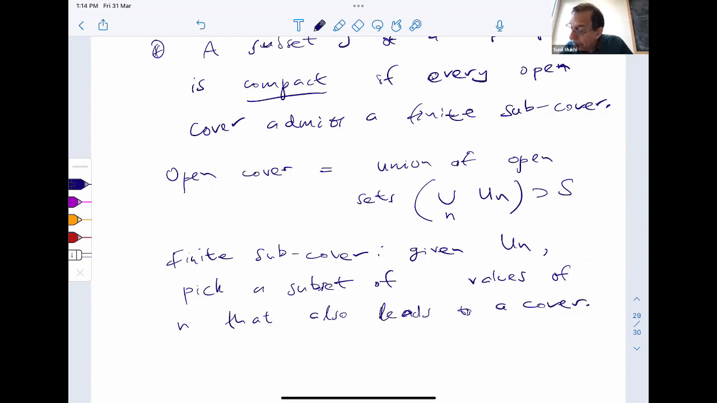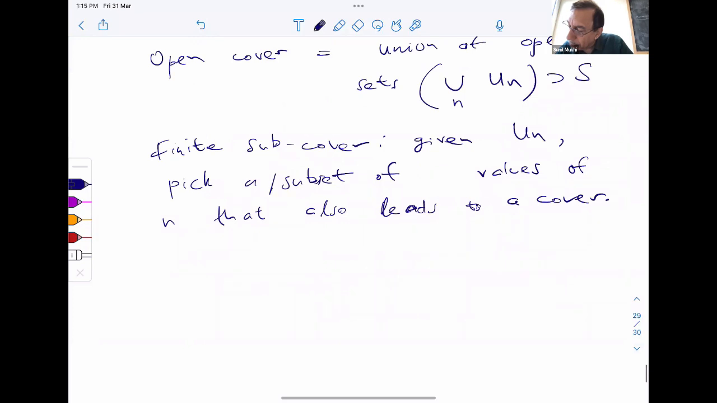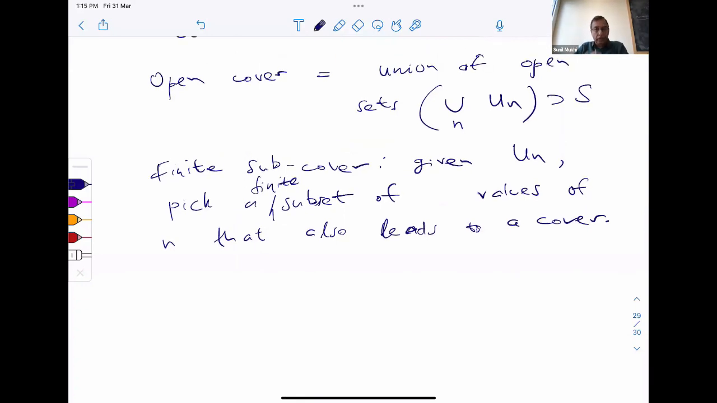So as you can pretty much see, this is not something that we can readily check. And in fact, we rarely check compactness by classifying all open covers and then looking for finite subcovers. Rather, we use it to generate examples, and we also use it to generate theorems, which then we use to actually verify compactness or otherwise. Yeah. Subset has to have finitely many elements. Now wait, a subset of what? The subset of values of n. Yes. Yes. Thank you. I forgot to write. I keep forgetting to write things. Thank you very much. A finite subset of values of n that also leads to a cover. Exactly the point.